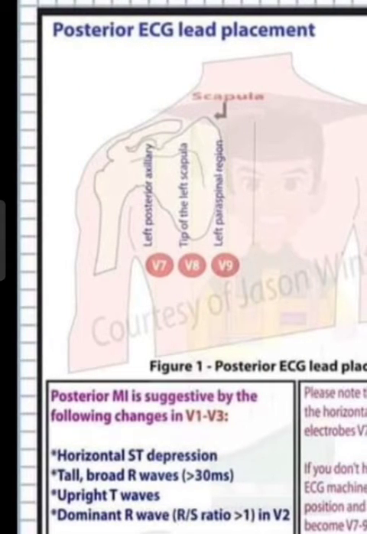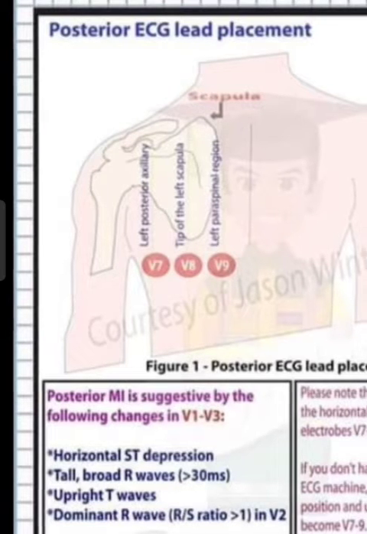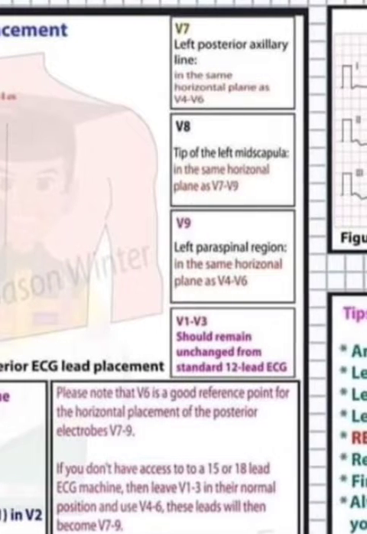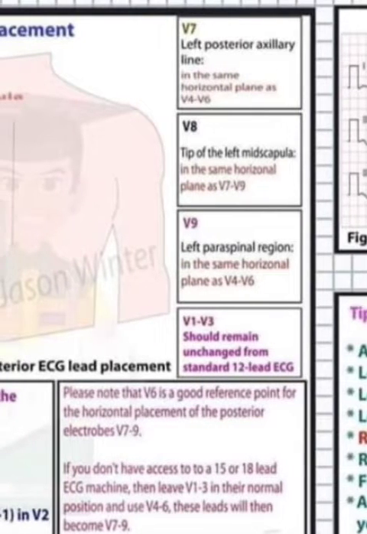Posterior MI is suggested by changes of horizontal ST depression, a tall broad R wave of more than 30 milliseconds, upright T waves, and a dominant R wave. These findings are seen in V1 to V3, with an R to S ratio of more than 1 in V2. V6 is a good reference point for the horizontal placement of posterior electrodes V7 to V9.